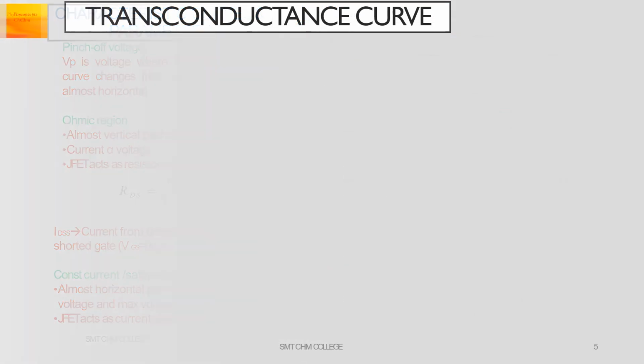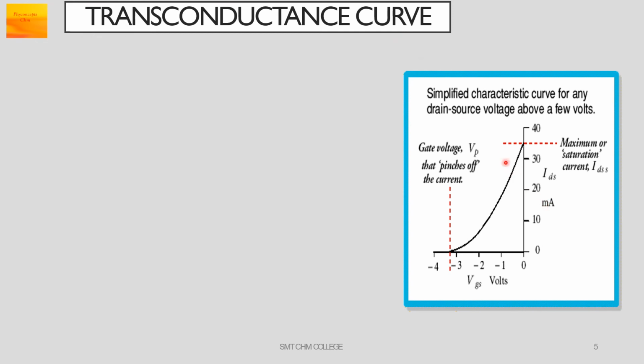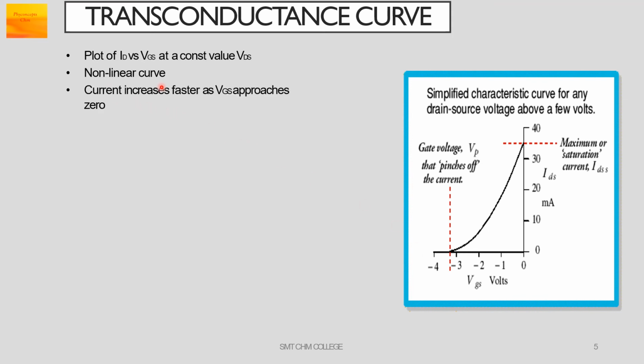Next is the transconductance curve. This is the transconductance curve. It is a plot of ID versus VGS at a constant value of VDS. It is a non-linear curve, you can see, and here the current increases faster as VGS approaches 0.